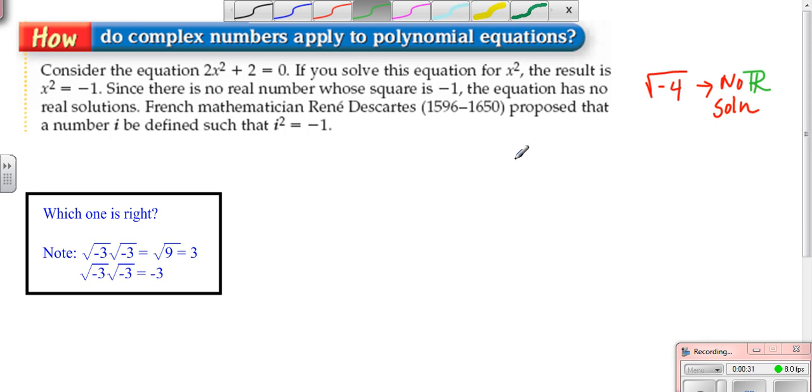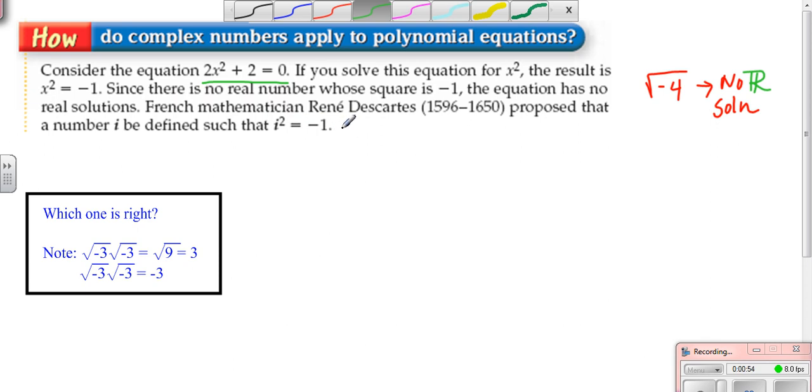And so what has happened, if you look at this little math history, consider the equation 2x squared plus 2 equals 0. If you solve it for x squared, the result is x squared equals -1. There's no real number whose square is -1, so there are no real solutions.